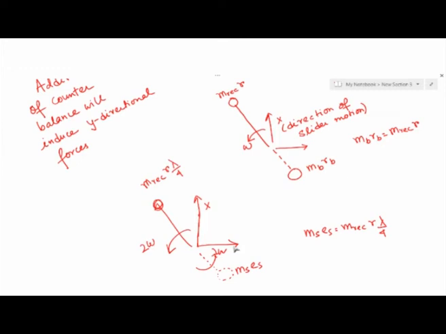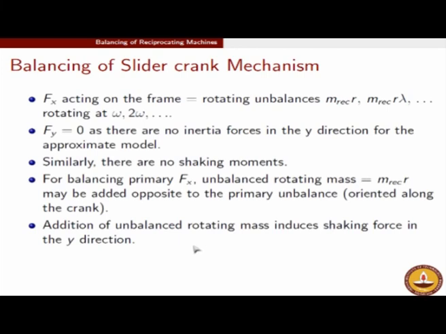So actually what is done in industrial application is that you will not do any of these. For balancing the primary, what is to be done is we put an unbalanced rotating mass which is MRECR, opposite to the primary unbalance, which you know is oriented along the crank. So just opposite to the direction of the crank you put the counter mass, that will help you get rid of Fx. But then the addition of this unbalanced rotating mass will induce shaking force in the y direction, which is definitely not desirable.